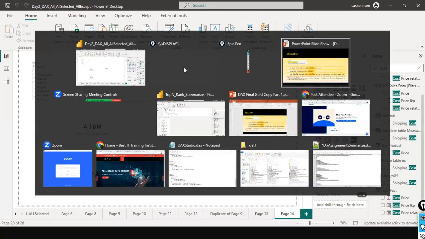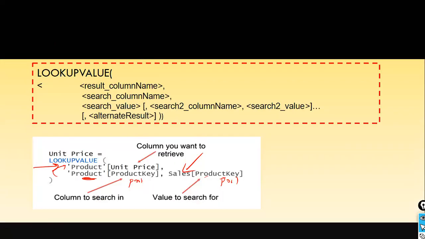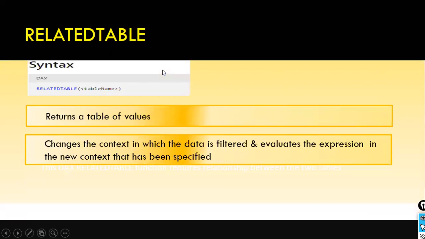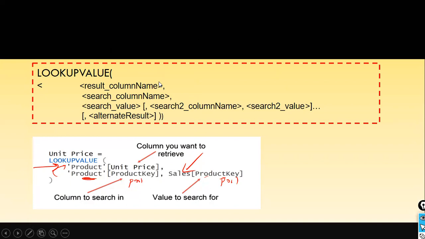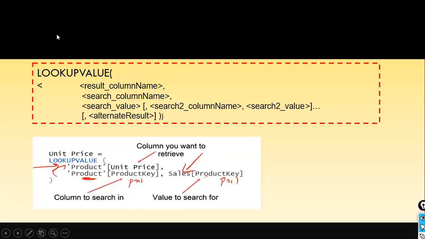So what is the difference between the lookup value function and the related function? The related function requires only 1 argument, whereas lookup value requires 3 arguments. The other difference is, like I said, the related function will work only with a relationship defined between tables. Otherwise, it will not work. And also, related can only draw values from one to one or one side to many side. So in our case, the product table is the one side, and the many side is your sales fact table. So from one side to many side, you can use the related function. In the case of lookup value, you don't need a relationship. That is the difference between the lookup value function and the related function.